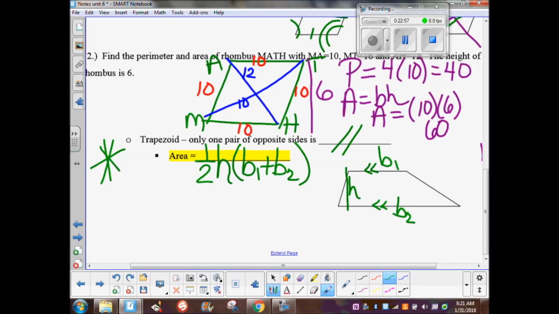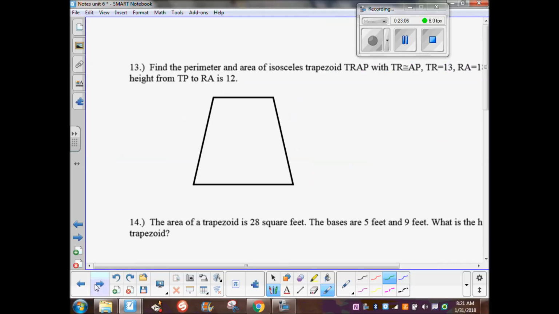It works like every other formula. You just plug your numbers in, and then use your calculator if you need to. So 2 questions on trapezoid, and we're done. You don't have a picture there, so go ahead and draw a trapezoid. We've got to find the perimeter and the area. We're going to call it TRAP. Label yours like I've labeled mine.